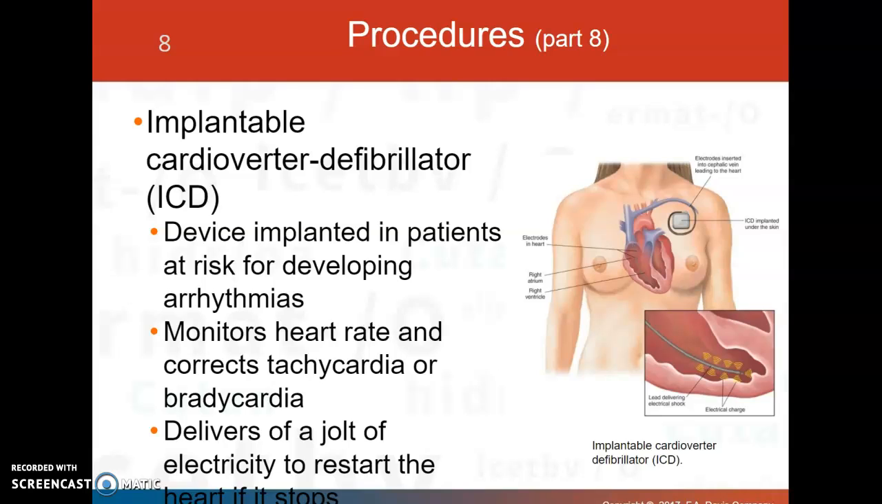So some people are known to have a heart problem and they're likely to go into defib. So if they do, it'll just shock them like they're using the AED. And it's called an implanted defibrillator, or implantable cardioverter defibrillator, ICD.